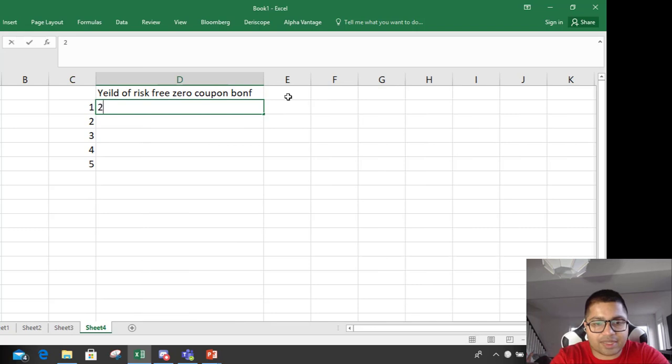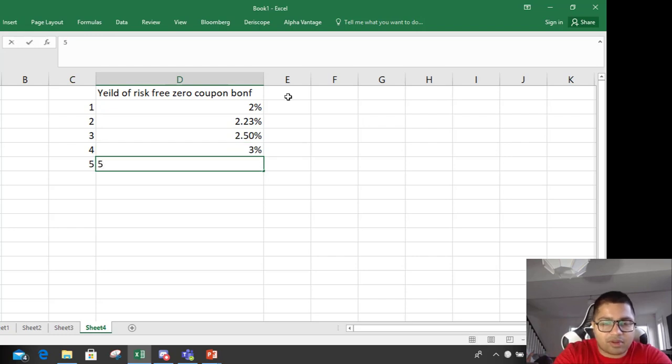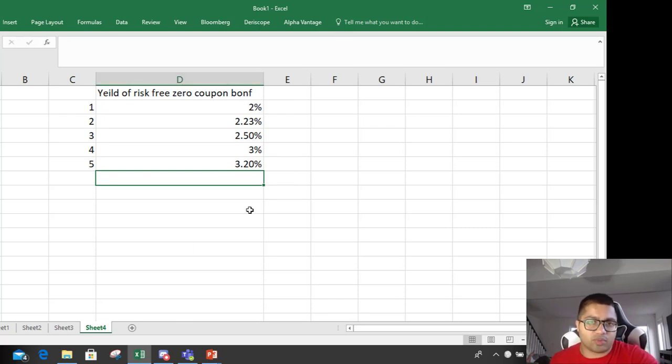So it is something like, let's say, 2%, 2.23%, 2.5%, 3%, or let's say 3.2%. You'll see something like this when you see quotes of zero coupon bonds. So a 1-year zero coupon bond is making 2%. A 2-year zero coupon bond is giving you 2.23% every year, because they are using your money for a longer time frame, so they have to give you more money. So the longer the time frame, generally the higher the interest rate.